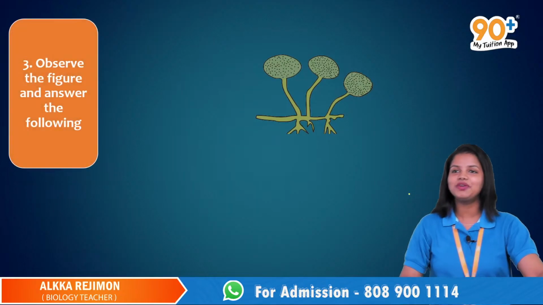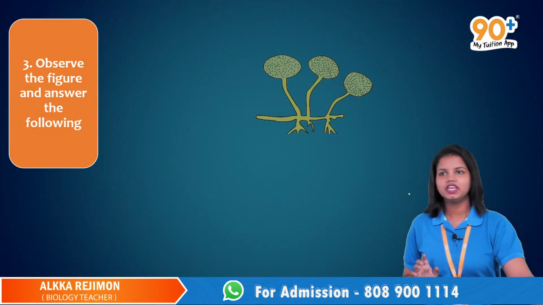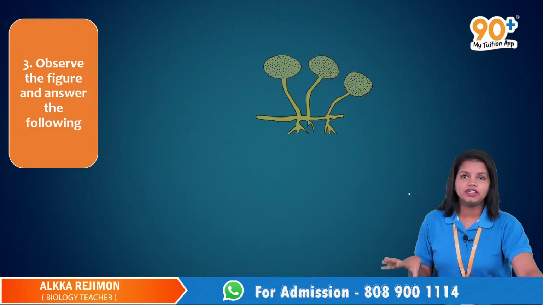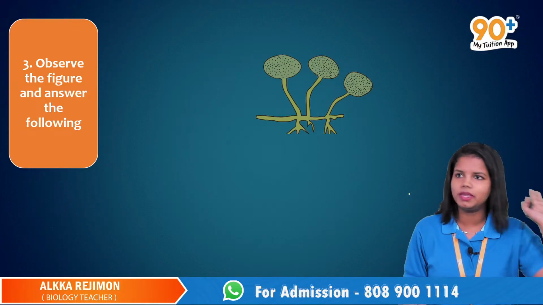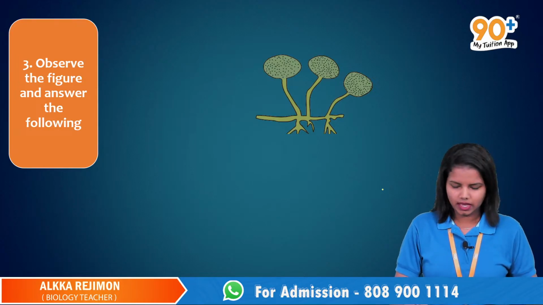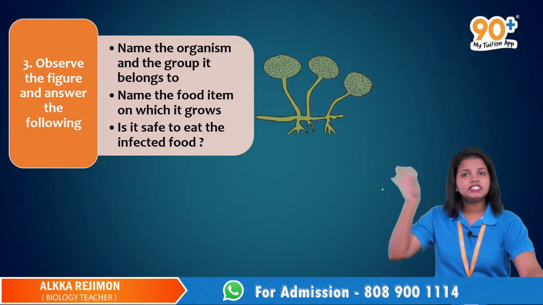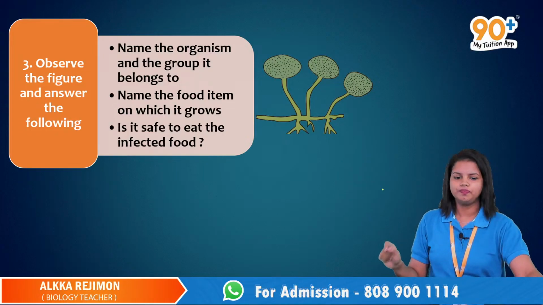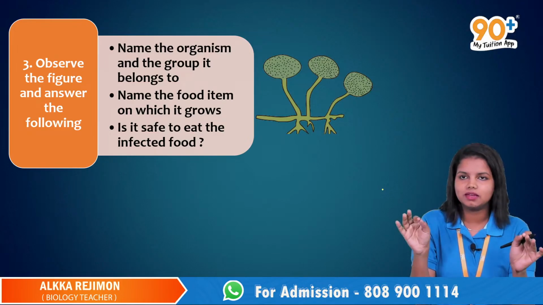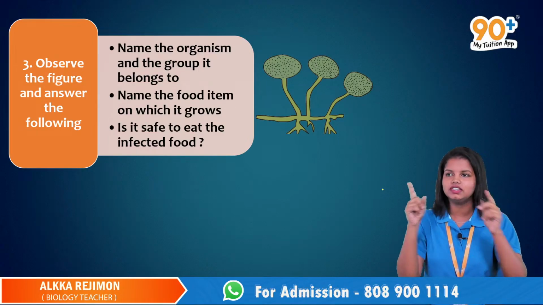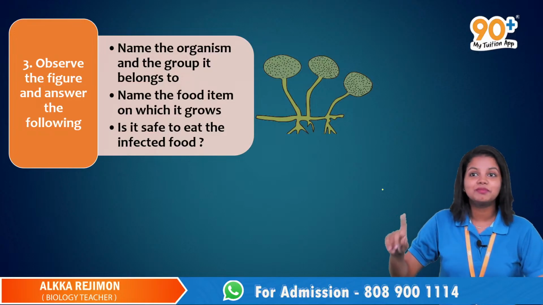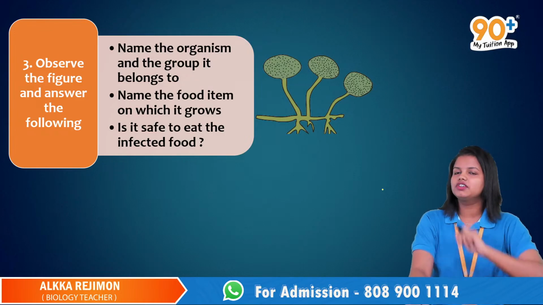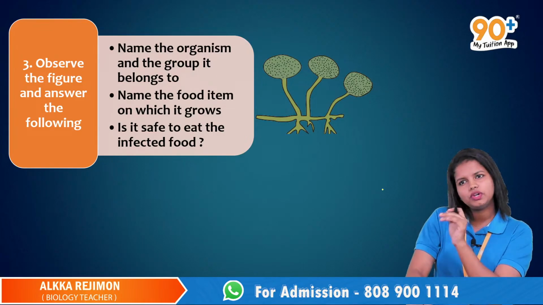Okay. Another question. This is your third question. Observe the figure and answer the following. It's a pretty much simple question. You will be able to answer it quite simply. See here. First part is name the organism and the group to which it belongs. The organism shown in this figure, what is this organism called? And which group does it belong to? Name the food item on which it grows. And is it safe to eat the infected food?